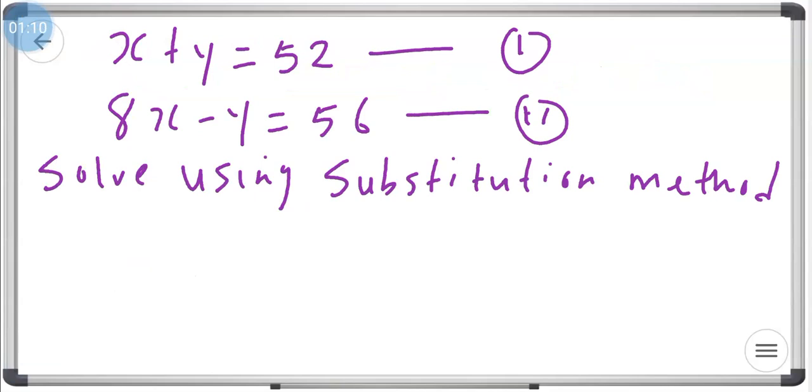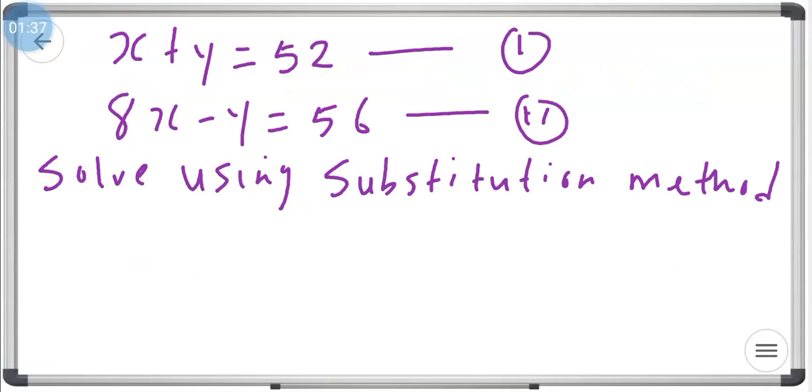Don't forget that simultaneous equations are a set of equations which have to be solved together to find the unique values. So to get the value of x and the value of y here, we need to solve both equation 1 and equation 2 together. Now we have to solve this question using the substitution method.